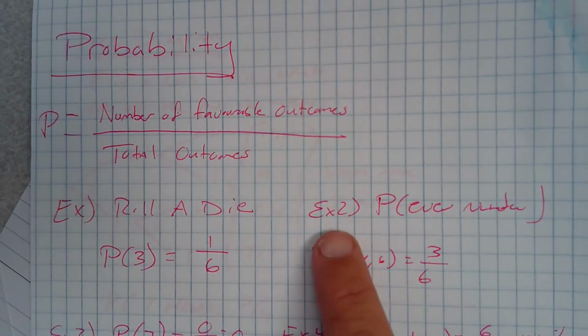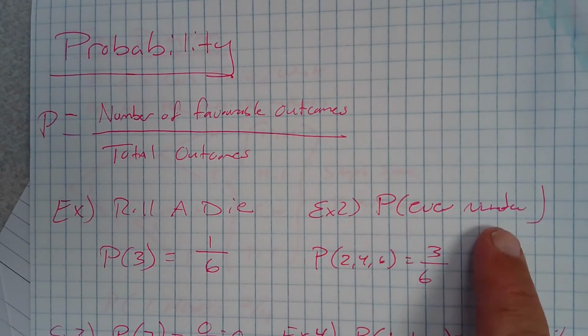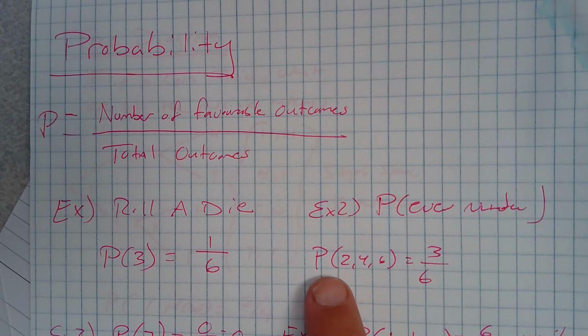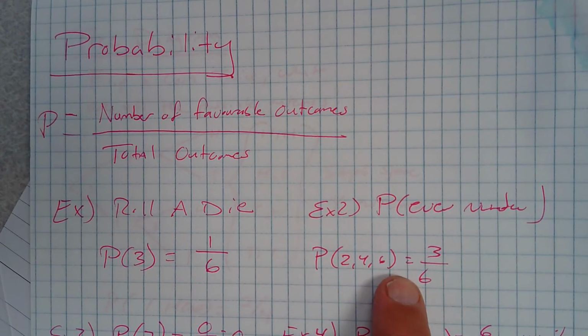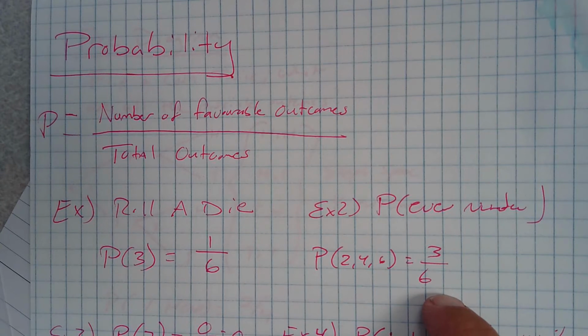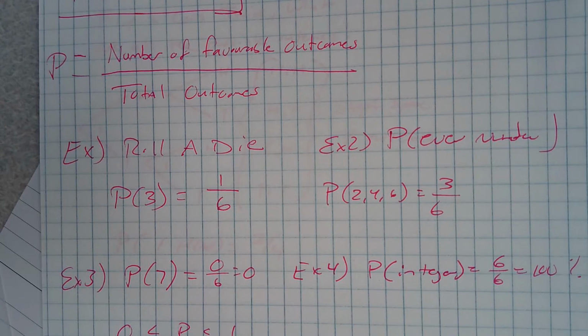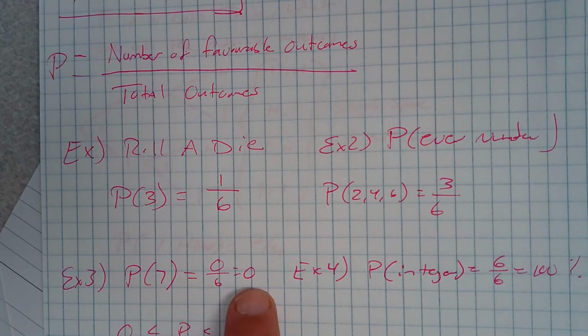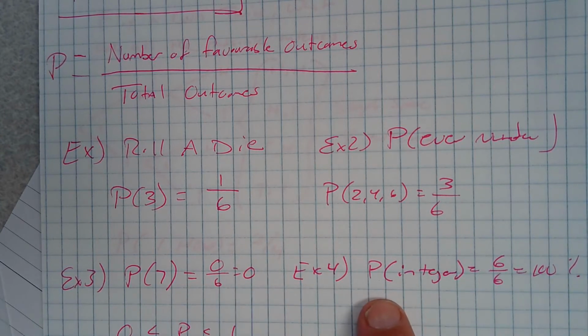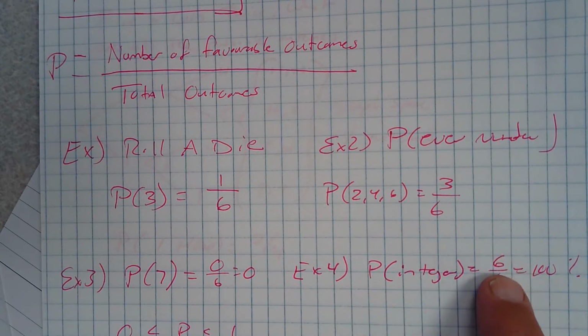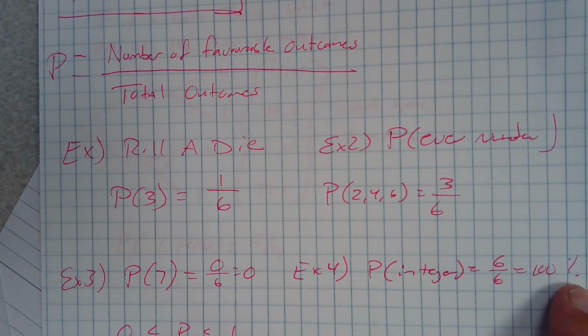If we said, what's the probability of rolling an even number? Well, what are your possibilities? 2, 4, or 6. So now your probability improves to 3 out of 6. 50% chance. Probability of rolling a 7 would be 0 out of 6 because there's no 7 on a die, so you have a probability of 0. Probability of rolling an integer? Well, all the numbers are integers, so it's 100%.